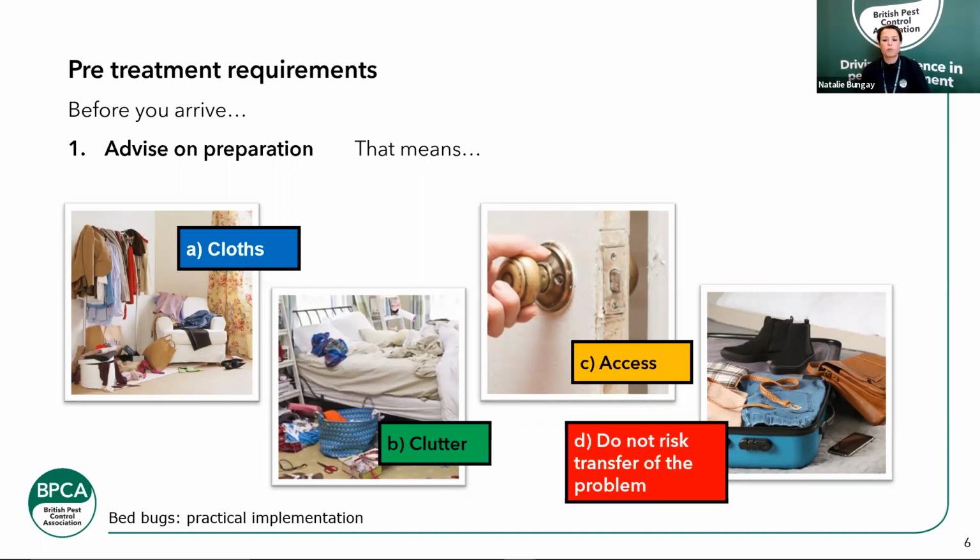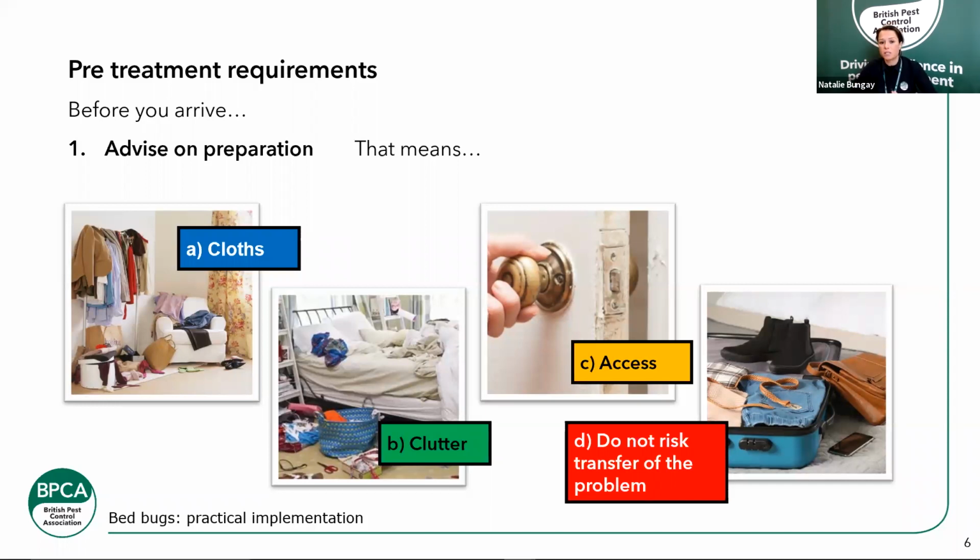Access as well, a real big issue sometimes. They might say, oh well, you can do all of the rooms apart from that room, someone's sleeping in there at the minute, or, well, no, that room's a bit messy, we'll leave that room, or we've got some neighbours next door, we've got a problem as well, but they're not in today, and so on. You really need to let your customer know that you need to get access to everywhere that they have access to themselves.